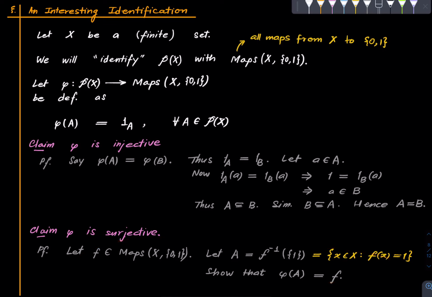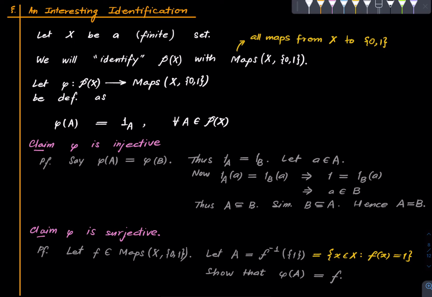Before we continue, I just want to point out that when we have the preimage of a singleton, we usually do not write these curly braces. So we just write f inverse of 1, and it means the same as this, and this is the proper way of writing it. But a lot of people, including me and everyone I know, just drop these curly braces. Anyway, so phi is a bijection. It takes a subset of X and just changes how it looks. And this will be an interesting identification.